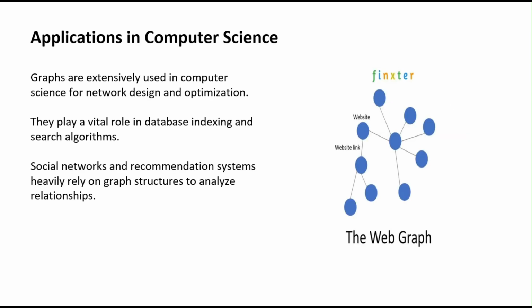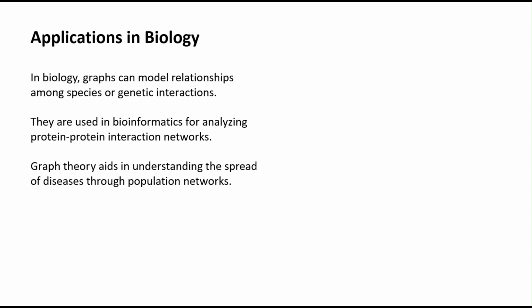Next, applications in computer science. Graphs are extensively used in computer science for network design and optimizations. They play a vital role in database indexing and searching algorithms. So we use graphs in searching algorithms, social networking, and recommendation systems, which heavily rely on graph structures to analyze relationships. Something like if there's a website link and there's a website, there's some kind of edge connecting them. This is nothing but a graph representation, the web graph.